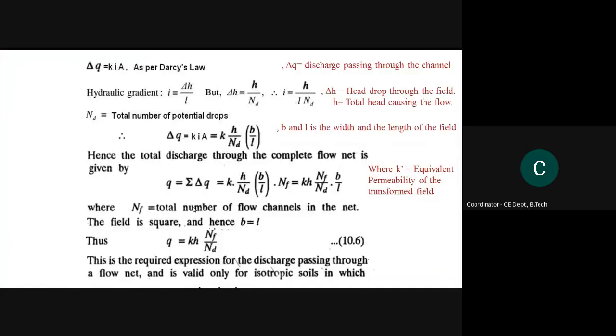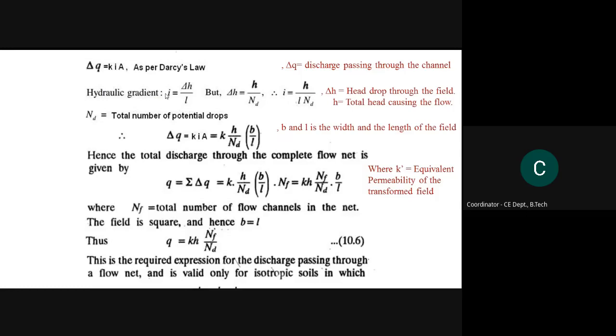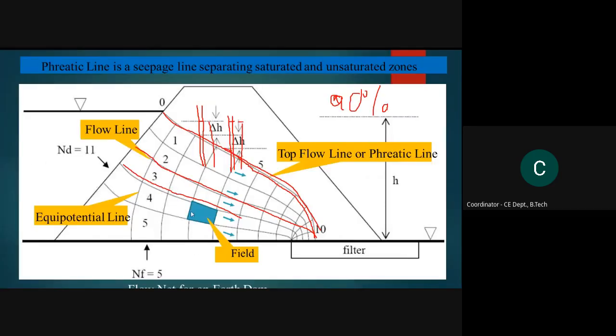Now we will solve an equation as per Darcy's law. What has Darcy said? That delta Q is the discharge passing through the channel. So what is the channel? This is the channel. These fields are the channels.